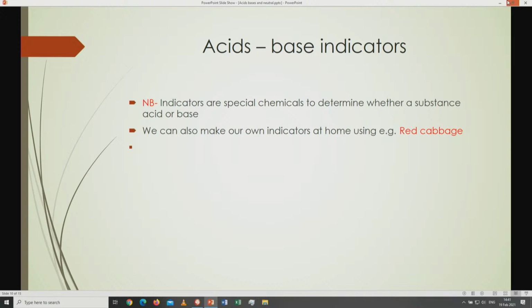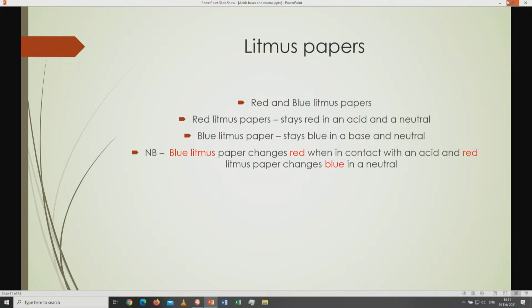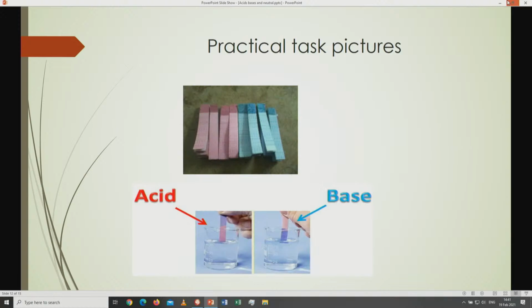I said you can also use a red cabbage to indicate whether a substance is a base, a neutral, or an acid. I've shown you the pictures of different litmus papers, the red and the blue litmus papers. Red litmus paper stays red in an acid and in a neutral substance. The blue litmus paper stays blue in a base and in a neutral. Take note that the blue litmus paper changes to red when in contact with an acid.